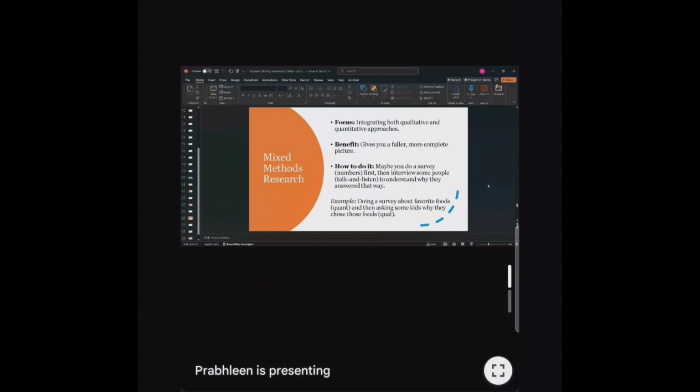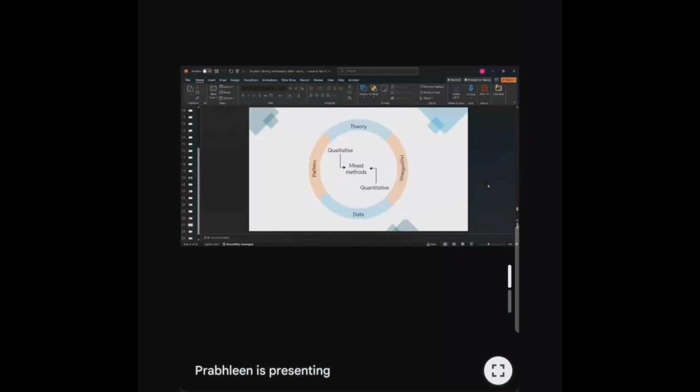So all these research methods have their own positive and negative sides, but we use a method based on what kind of answer I am looking for. So this is a small brief on this. If we focus on theory and patterns, it's qualitative research. If we do hypothesis testing and data, it's quantitative research. And when we mix all this together, it is mixed method research.